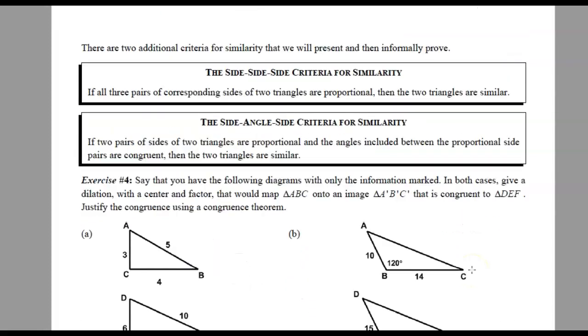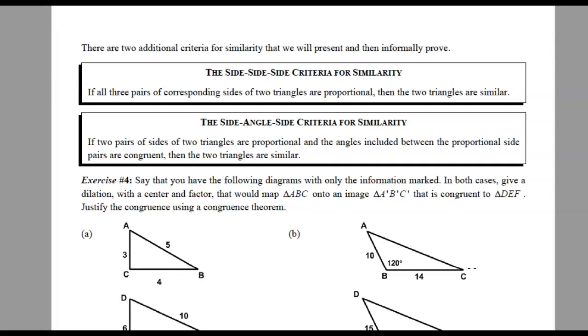All right, so the side-side-side criteria for similarity and the side-angle-side criteria for similarity are pretty close to each other. And what they say is something very close to the congruence codes. We had SSS and SAS in congruence, but those required the sides to actually be equal to each other.